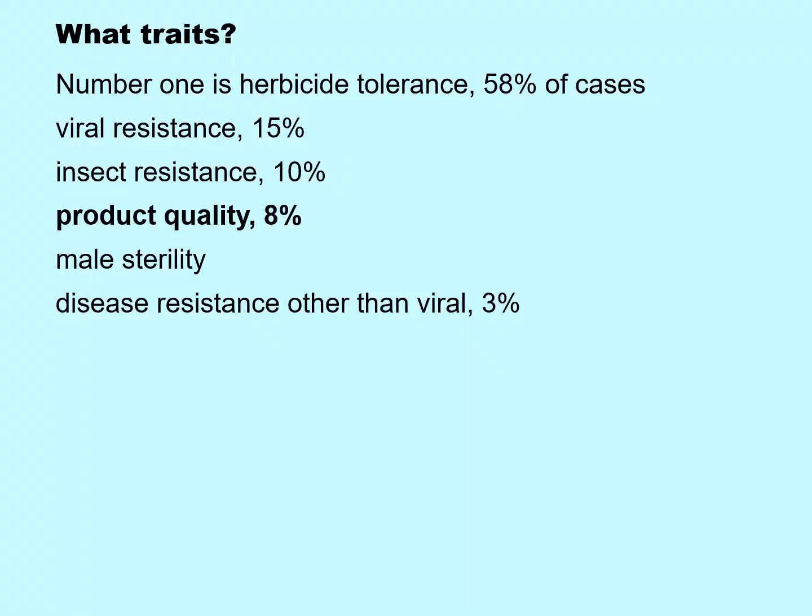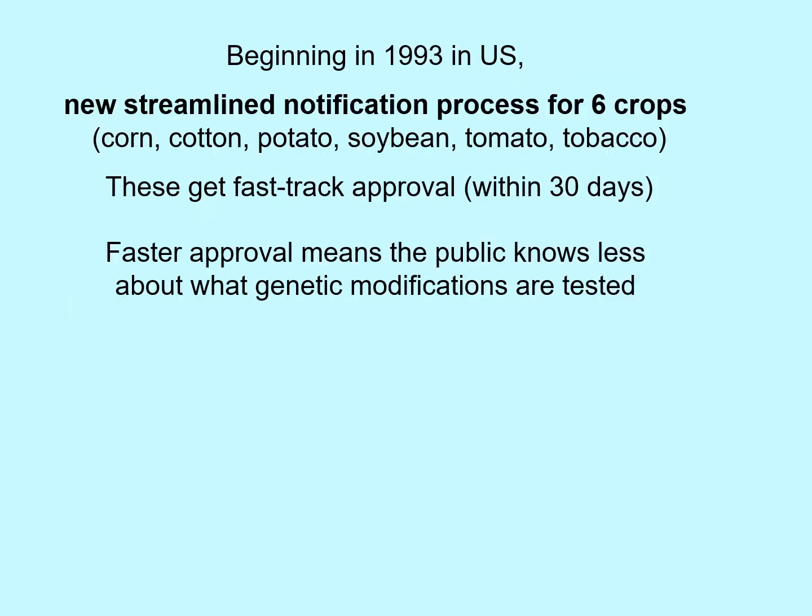So the number one trait that's being added to these potential foods is herbicide tolerance. This harks back to the talk that I've already given on the Plant Variety Protection Act and how that's resulted in major international petrochemical companies buying up all the seed companies because they are now breeding seeds to resist their herbicides and to be packaged with their herbicides, and only 8% for product quality.